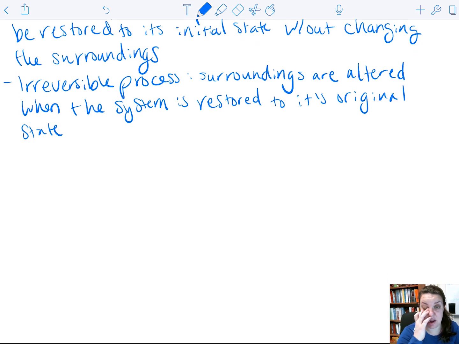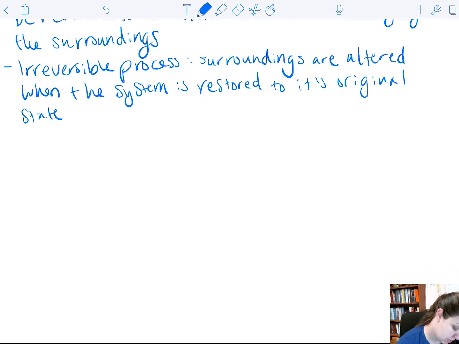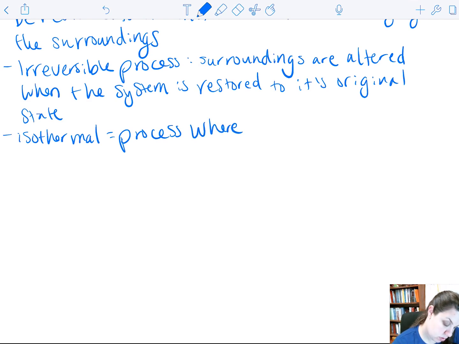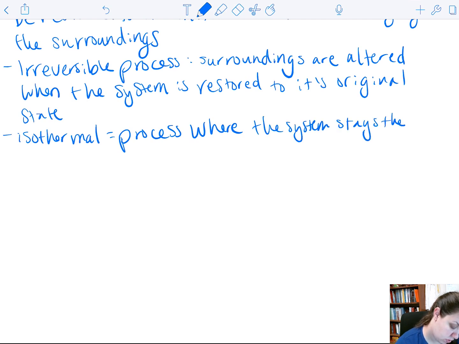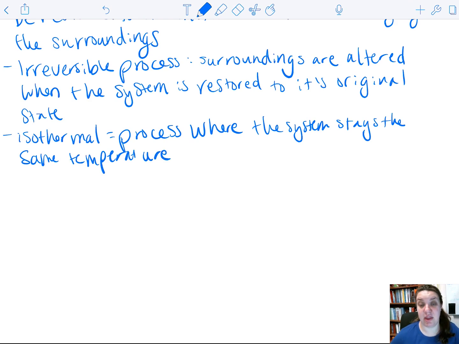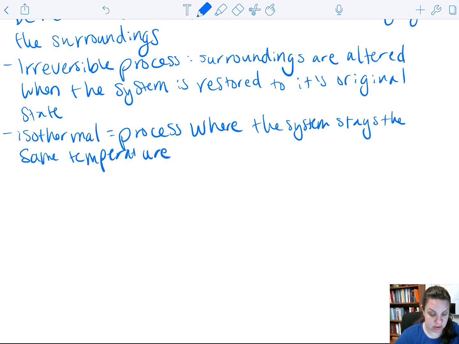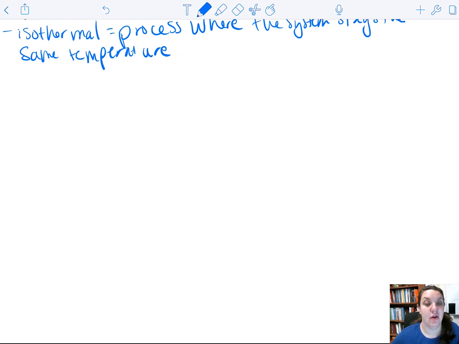Okay, and then we have an isothermal process. This is a process where the system remains a constant temperature. So iso, same, thermal, temperature. So this would be like a phase change, where we're staying at the same temperature, we're just converting a substance from one phase to another.